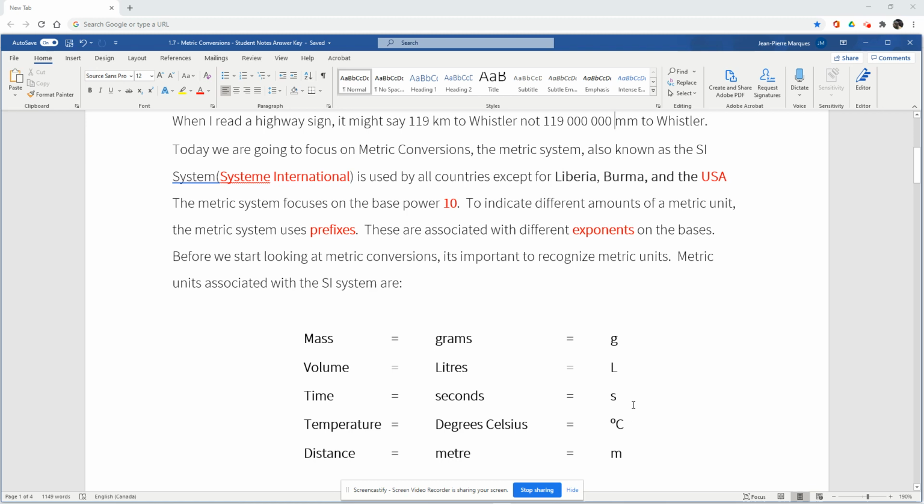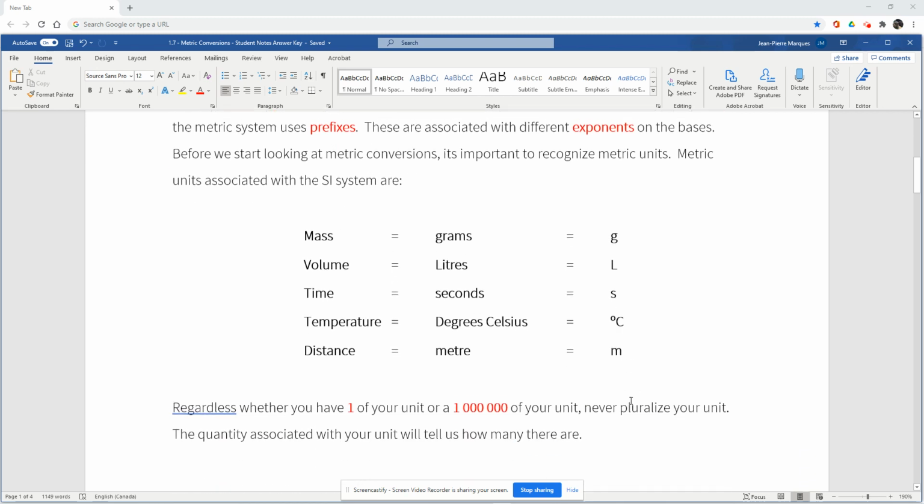And finally, distance in meters, meters represented with a small m. Okay, so you should be relatively familiar with some of these SI units, these metric units here. There are others: there's newtons for force, there's joules for energy, but these are primarily the main ones we'll be looking at in chemistry. So you should be familiar with these particular units.